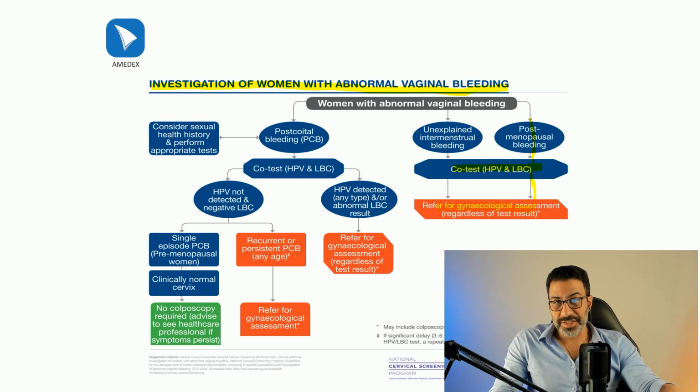Because the specialist is going to need the test results for further assessment and planning the management. And also for unexplained intermenstrual bleeding, again, same thing, same process. We order co-test and we refer regardless of the test results. What about the postcoital bleeding? It's a little bit different here. We order the co-test and we wait for the results.